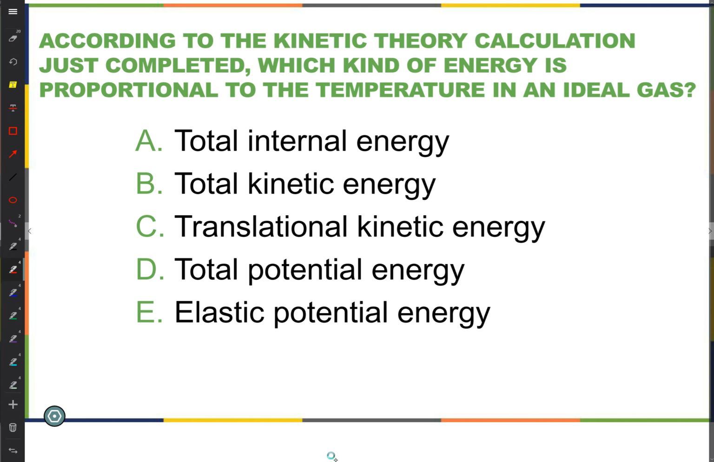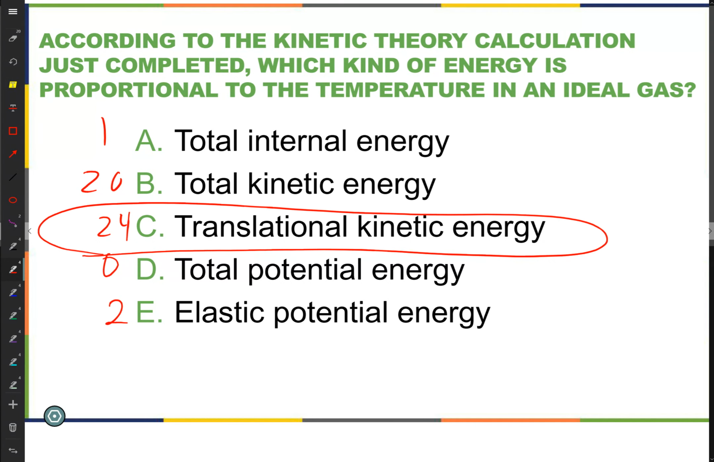Okay, we had 1, 20, 24, 0, and 2. The correct answer was my derivation was only the translational kinetic energy. That's what my derivation was. And then we saw that it was also the total energy, but it was a different relationship depending on the type of gas.